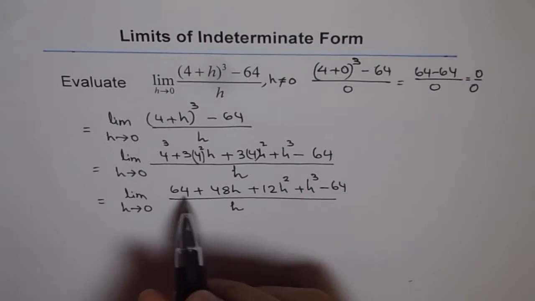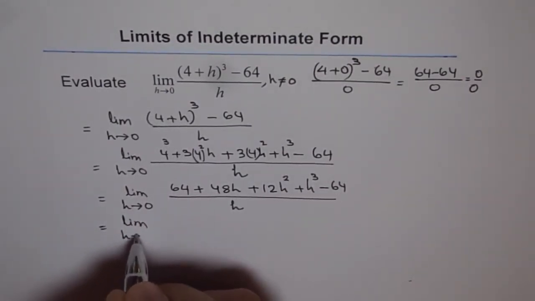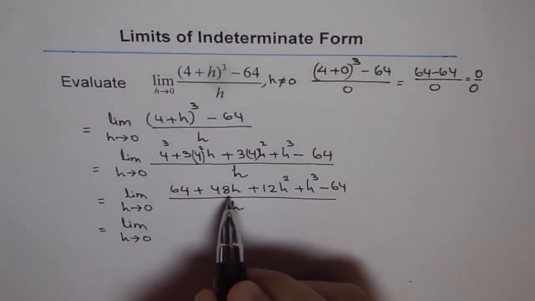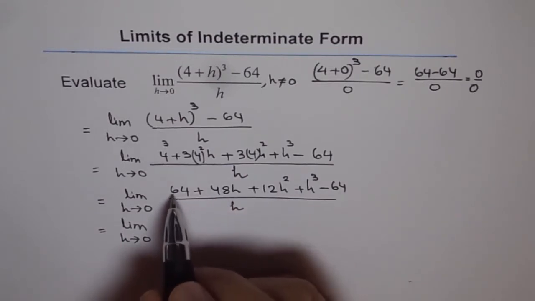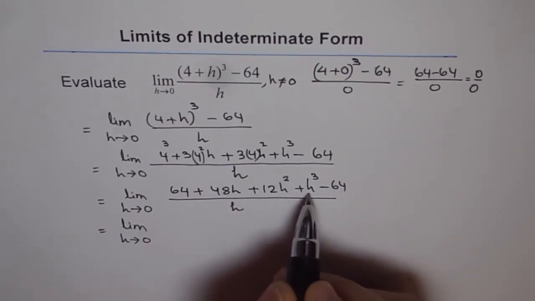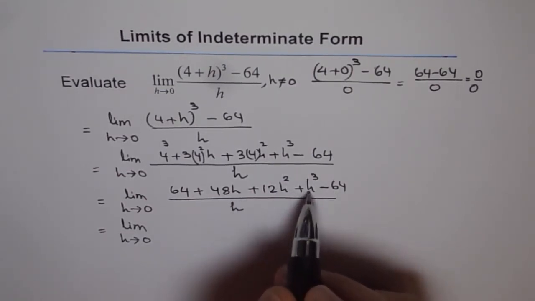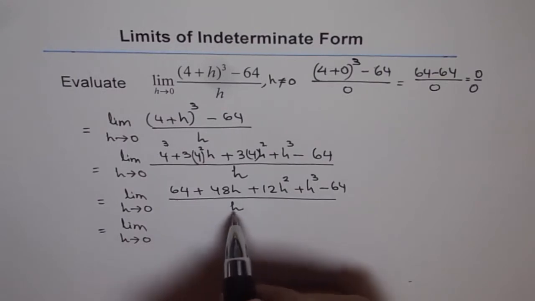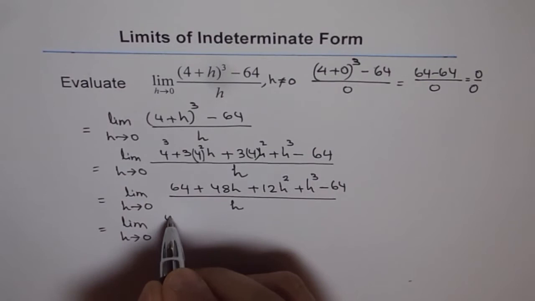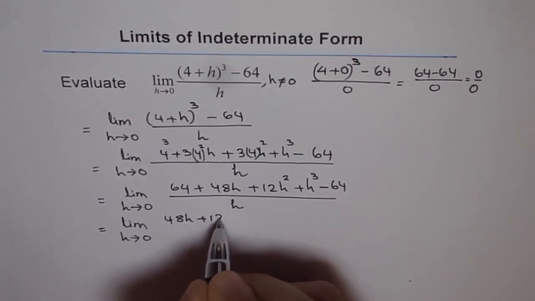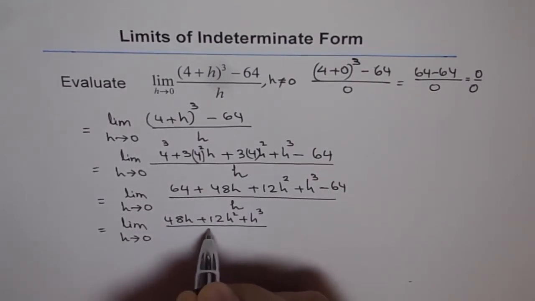Now from here, 64 minus 64 is 0, and we can write this as the limit as h approaches 0 of 48h plus 12h square plus h cube. When 64 minus 64 is 0, we are left with these 3 terms. In these 3 terms, we have h common, so we can factor this out and then cancel h. So that is the strategy. Let's write down first these 3 terms: 48h plus 12h square plus h cube over h.